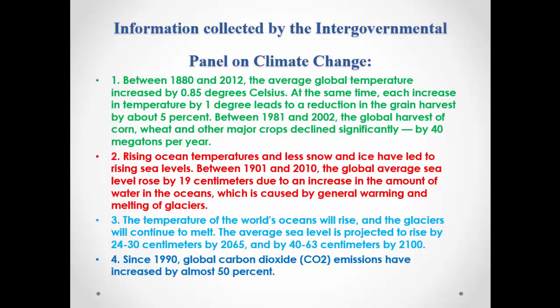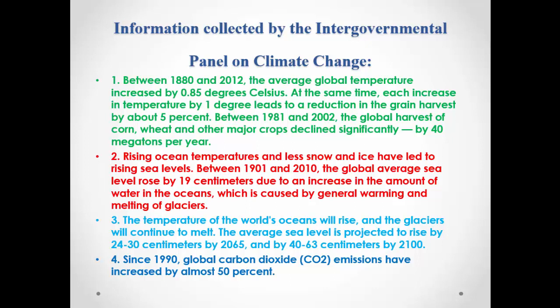Between 1981 and 2002, the global harvest of corn, wheat, and other major crops declined significantly, by 40 megatons per year. Rising ocean temperatures and less snow and ice have led to rising sea levels.